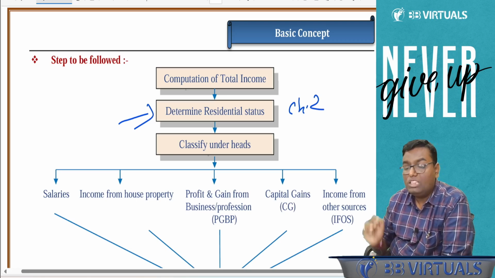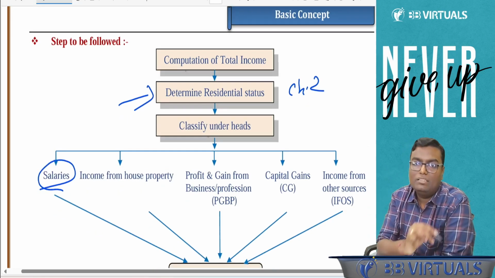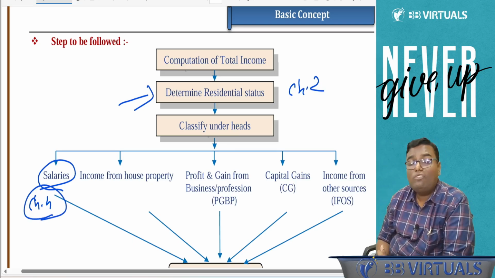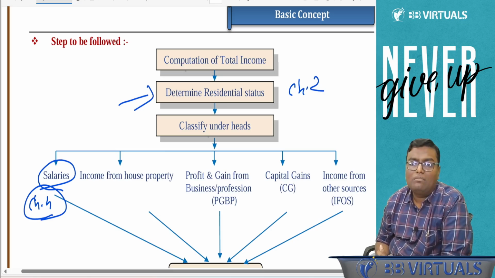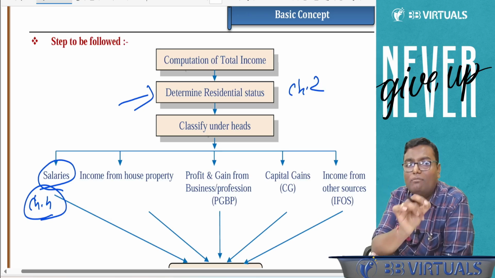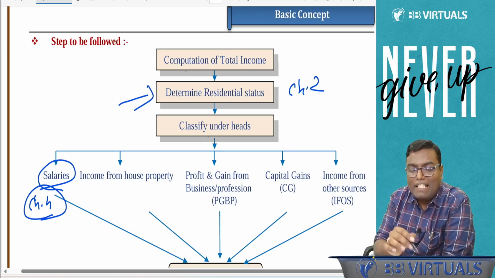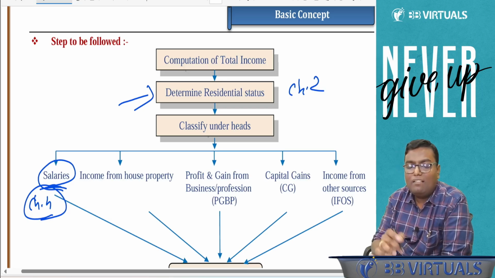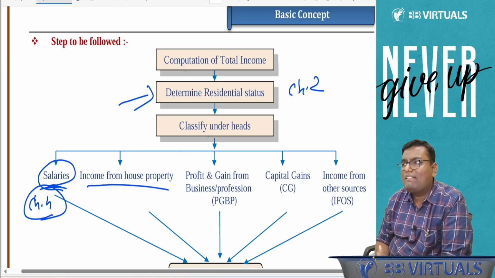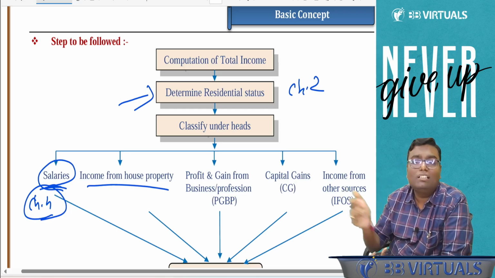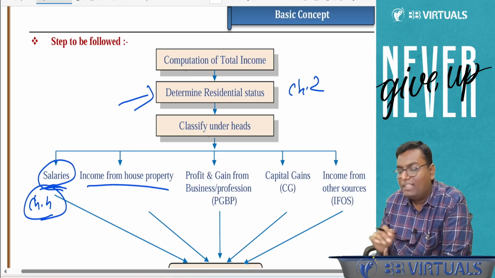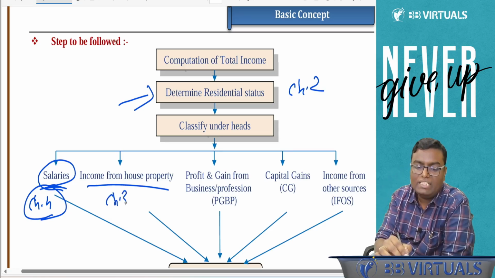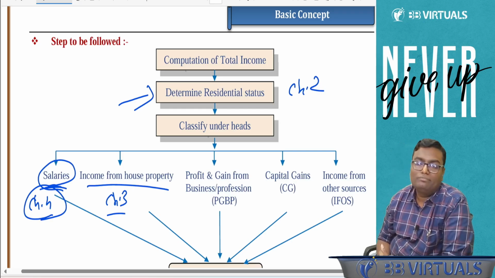What is the meaning of this? For example, the first head of income is income from salary. Chapter number 4, income from salary. If a person is a salaried person, he is earning salary income. How to calculate salary income for income tax purposes is explained by this head of income, that is, income from salary. The second head is income from house property. If you have, let's say, a house property which you have given on a rental basis, then how do you calculate the rental income for the purpose of income tax? This you will study in chapter number 3, income from house property.